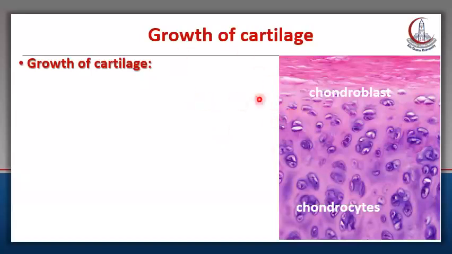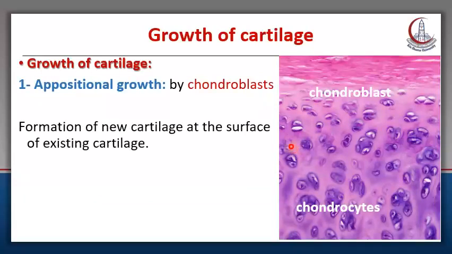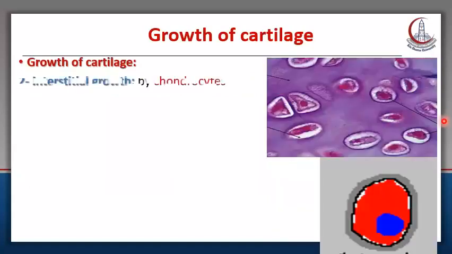Regarding growth of cartilage, we said that the chondroblasts are present in the inner chondrogenic layer of the perichondrium, and it is responsible for the first type of growth, which is called appositional growth of cartilage. Appositional growth of cartilage means addition of new cartilage at the surface of existing cartilage. It also means addition of cartilage under the perichondrium. This is the function of chondroblasts.